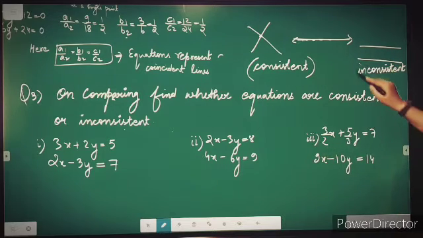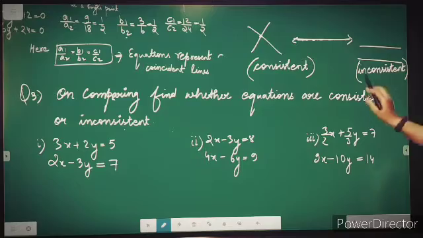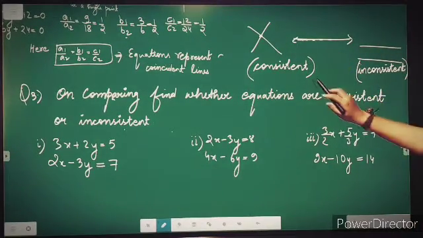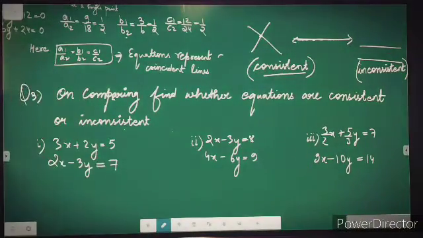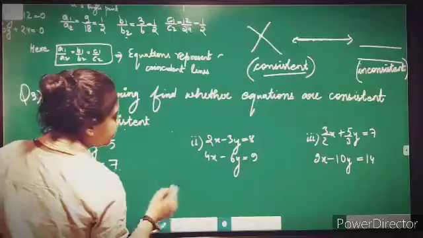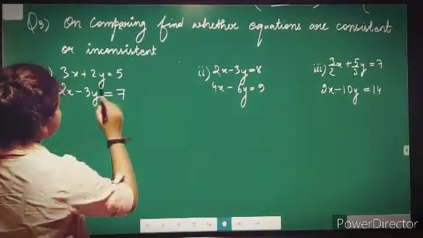Okay, so whenever we are getting parallel lines, we call the equations inconsistent. Whenever we are getting either intersecting lines or coincident lines, we call the condition consistent, or the equations are consistent. Okay, next we have these parts.